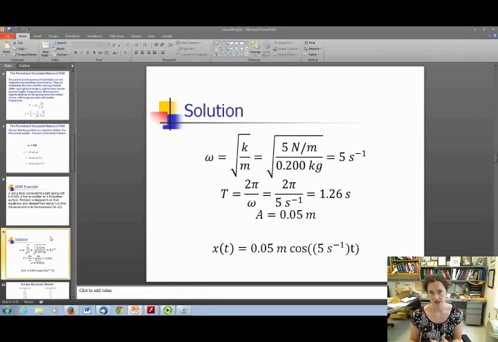Now the period is what it asked for in the problem, and the period is equal to 2 pi over omega, which is 2 pi over 5, which gives me a period of 1.26 seconds. The problem says that the block is displaced 5 centimeters from equilibrium and released from rest. If you pull it back and release it from rest, that means that you've given it its maximum amplitude. Okay? So the amplitude will be equal to 0.05 meters.